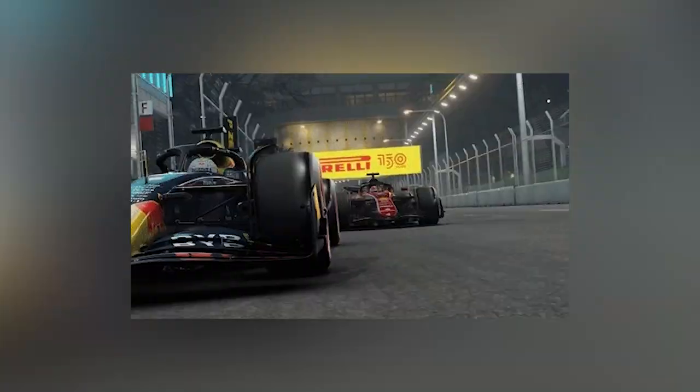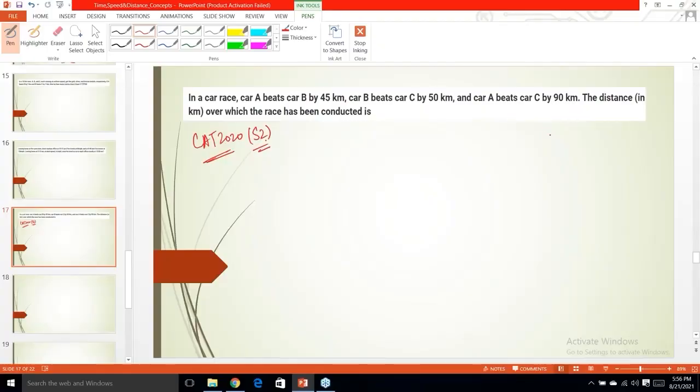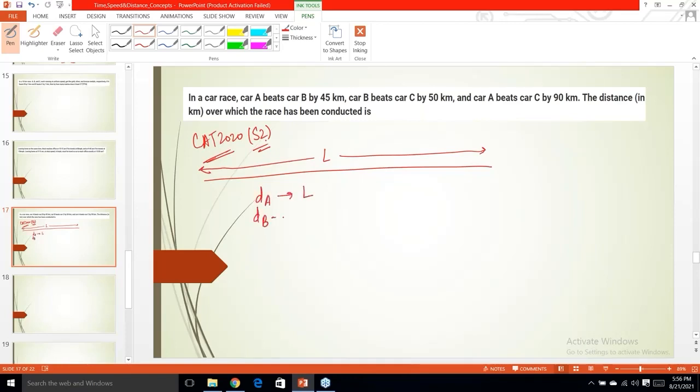See, it says that in a car race, car A beats B by 45 meters. Now they're asking you to find the length of the track, which means it's not known, right? So let's say the length is L. If car A beats B by 45, can I say that the distance traveled by car A is L, and in the same time the distance traveled by car B is L minus 45? Can I say that?